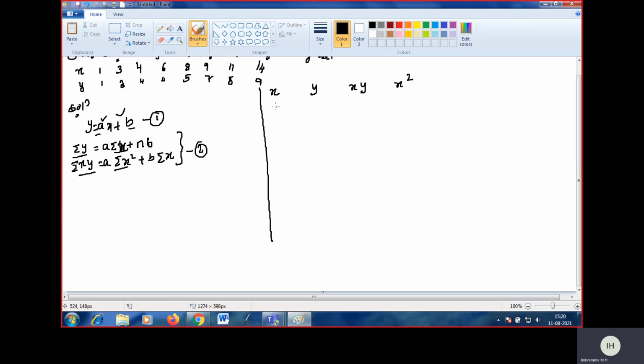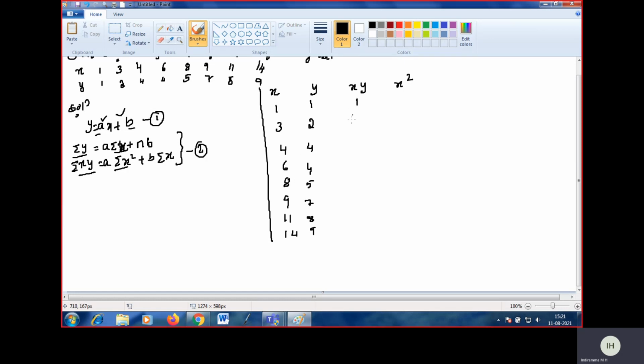So now I am going to substitute the values for x as 1, 3, 4, 6, 8, 9, 11, 14. So similarly, write the values for y. 1, 2, 4, 4, 5, 7, 5, 7, 8, 9. So next find out xy.